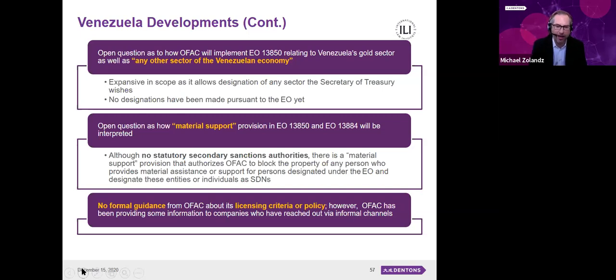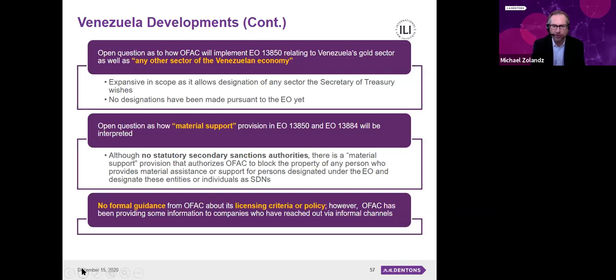And so, as foreign policy evolves toward Venezuela, as the U.S. reaches a determination about how it will or whether it will continue to support the Guaido government or the Guaido administration, these authorities remain on the books, and in particular, the material support provisions in both Executive Order 13850 and 13884 can still be interpreted broadly.